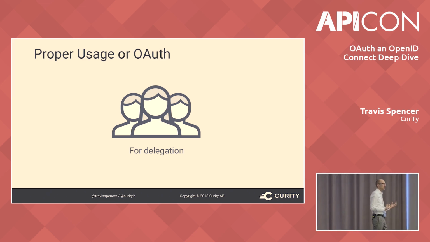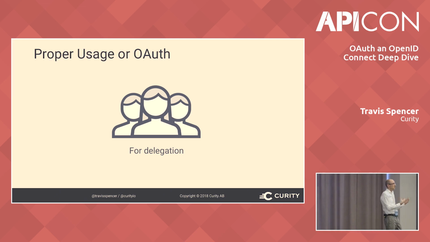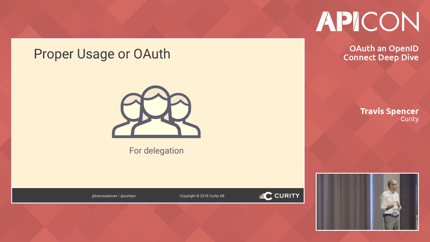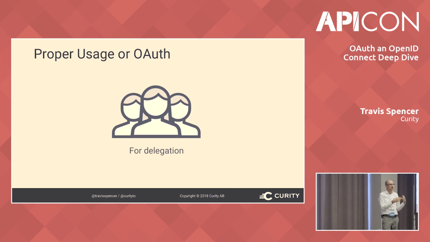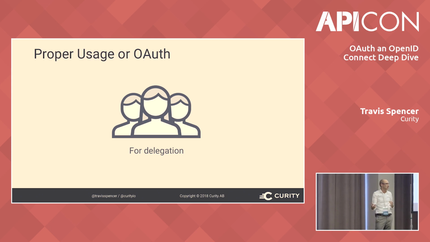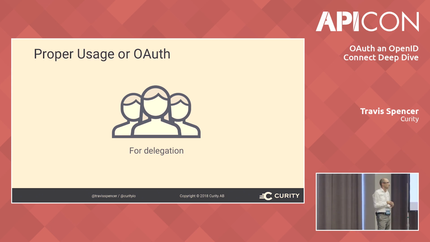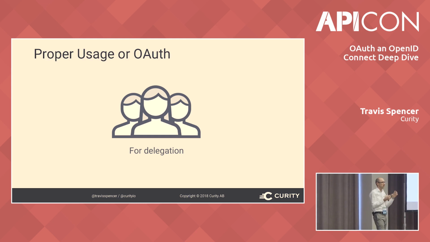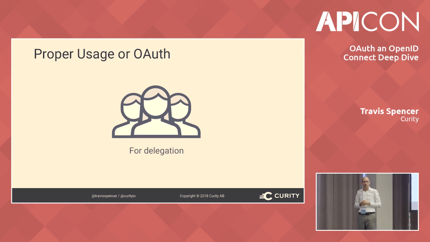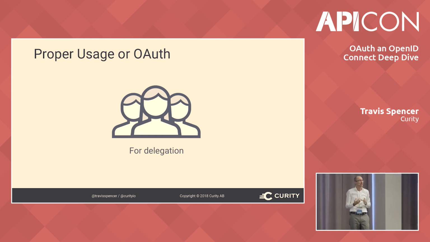An analogy I like to use is of a business owner, an assistant, and a banker. The business owner might hire an assistant and say to the assistant, you can do stuff on behalf of the business, like taking money out of the company's account. In this case, the assistant would be the app, the client, and the business owner would be the resource owner, and the banker would be the API.